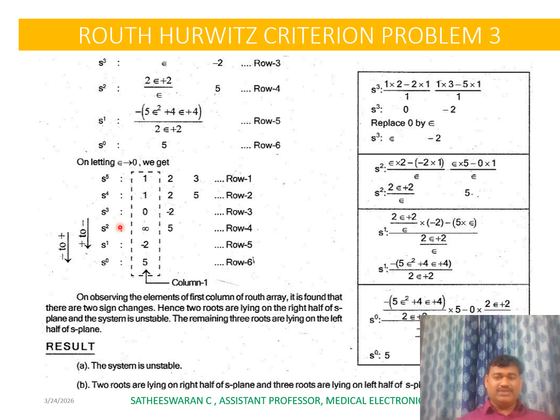Even if you observe one sign change in the first column of the Routh array, we can conclude that the system is an unstable system. Since two sign changes are observed in the first column of the Routh array, which means that 2 roots lie on the right half of the S plane and the remaining 3 roots lie on the left half of the S plane, the system is an unstable system.